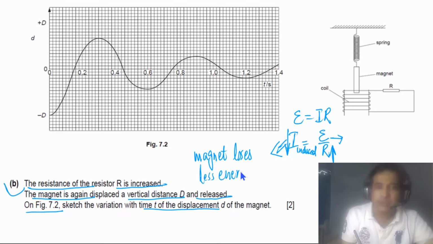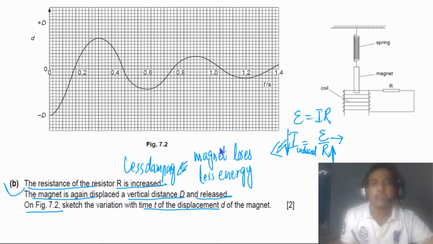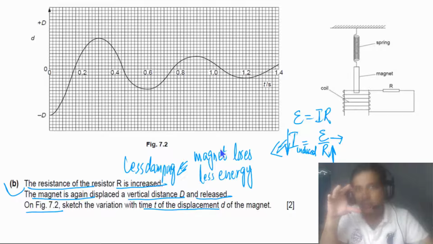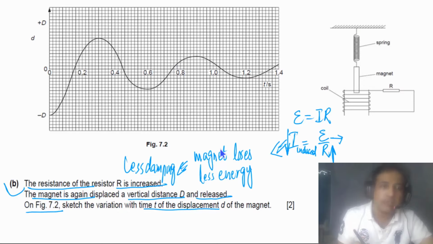Means less mechanical energy of the magnet decreases. The magnet loses less energy. As less energy is lost, it means less damping. Simply we can say less mechanical energy has been converted into electrical energy. So it means less damping.